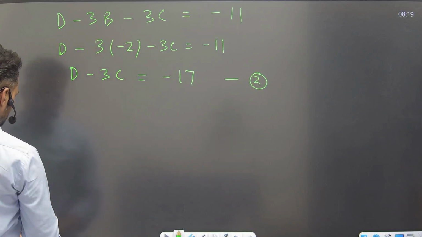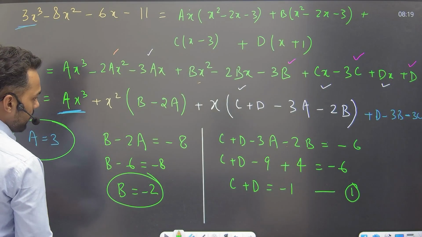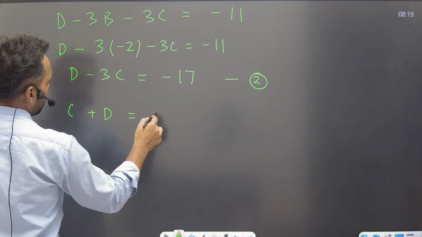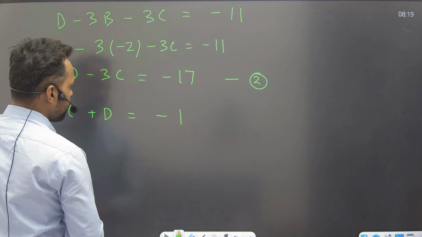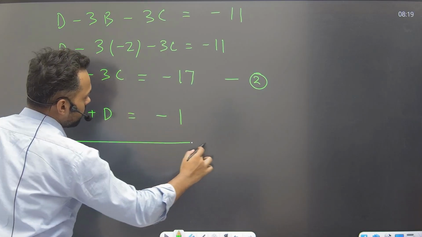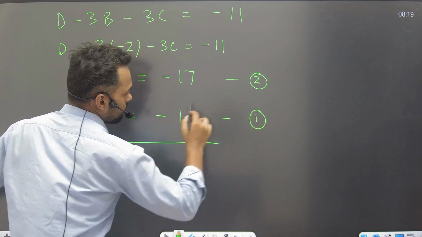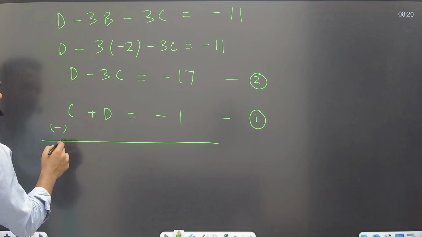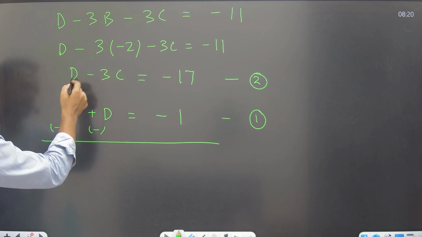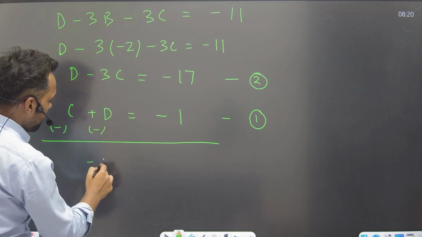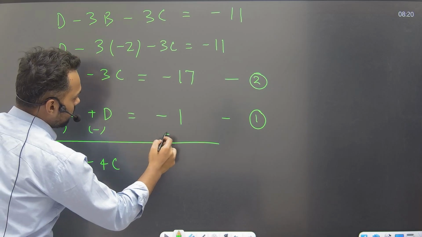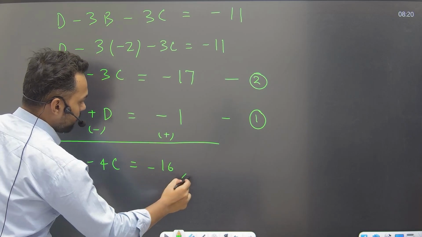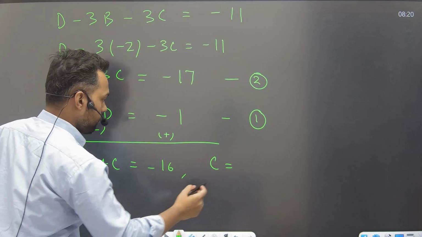Now looking at the first and second equation, c plus d equals minus 1. This was the first equation, students. If we subtract both of the equations, what will you get? Here the sign will be negative, so this d and this d got cancelled. Here you will get minus 4c, and here the sign will change again, so you will get minus 16. So the value of c will be positive 4.